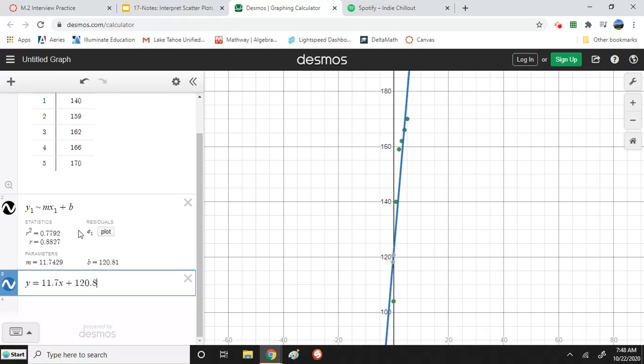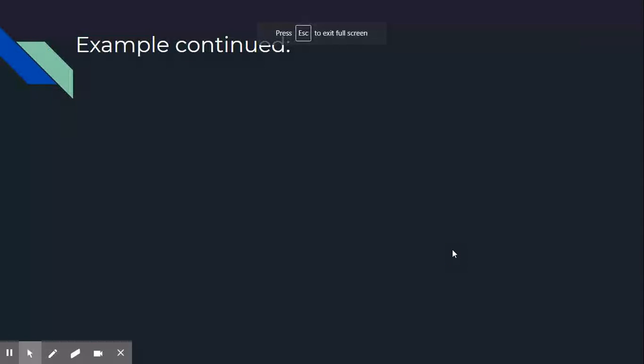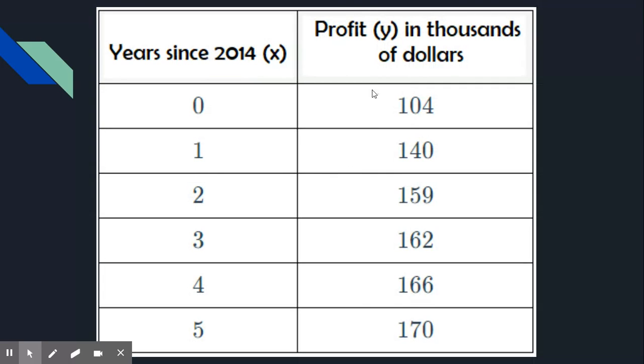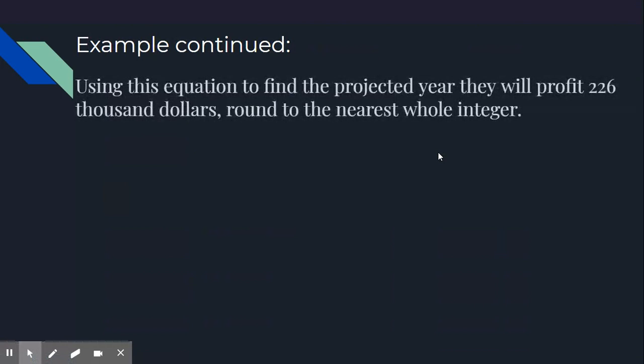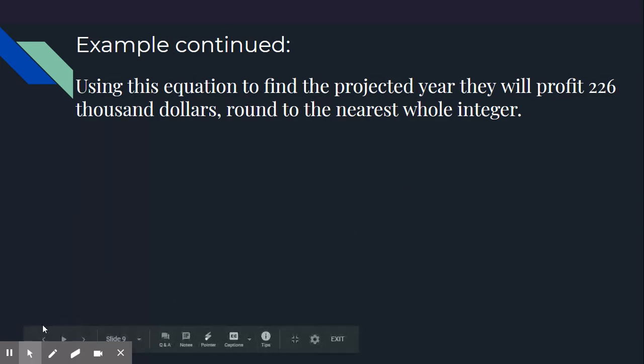So if we look at our slide again here, we see that we have our example continued, and we're going to be using this equation to find the projected year that they will profit $226,000, and we're going to round that to the nearest whole number. So I want to double check real fast what my profit is, actually my y value. So I'm going to be plugging in that $226,000 for my y value. So let me go ahead and share with you guys how we're going to be doing that.